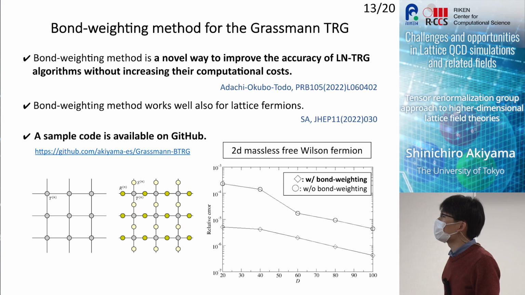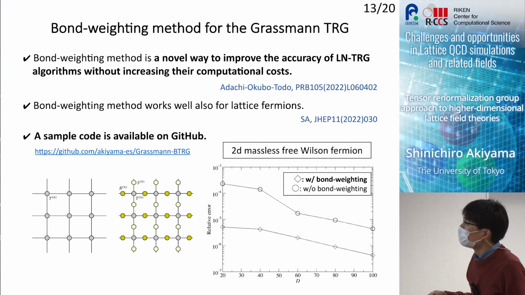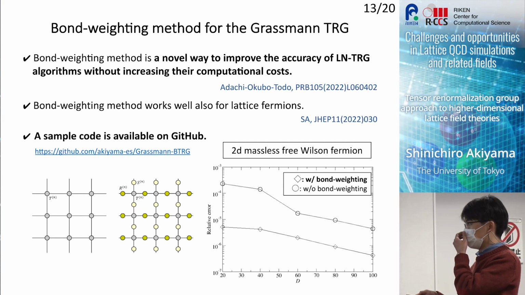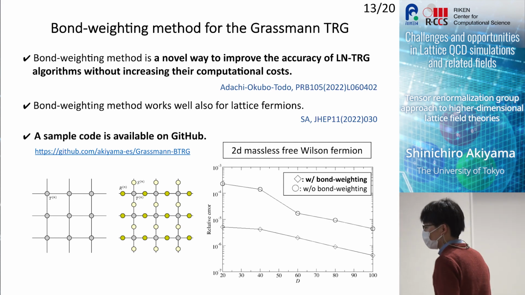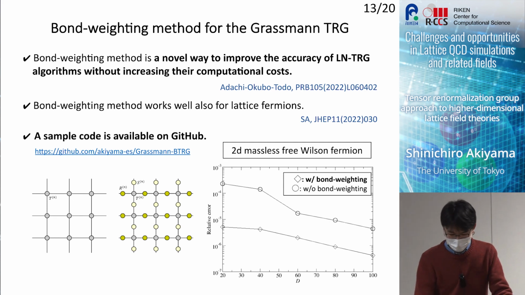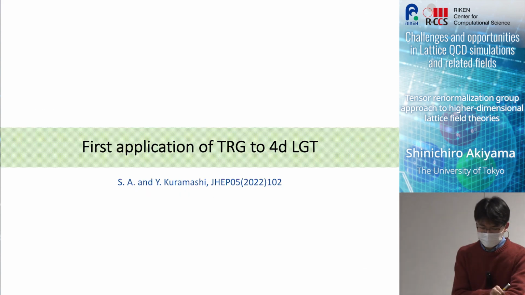And also I have provided a sample code of this bond-weighted Grassmann TRG on this GitHub repository. So if you are interested in these algorithms, please visit this repository and git clone it. Okay, so this is the end of the second part.